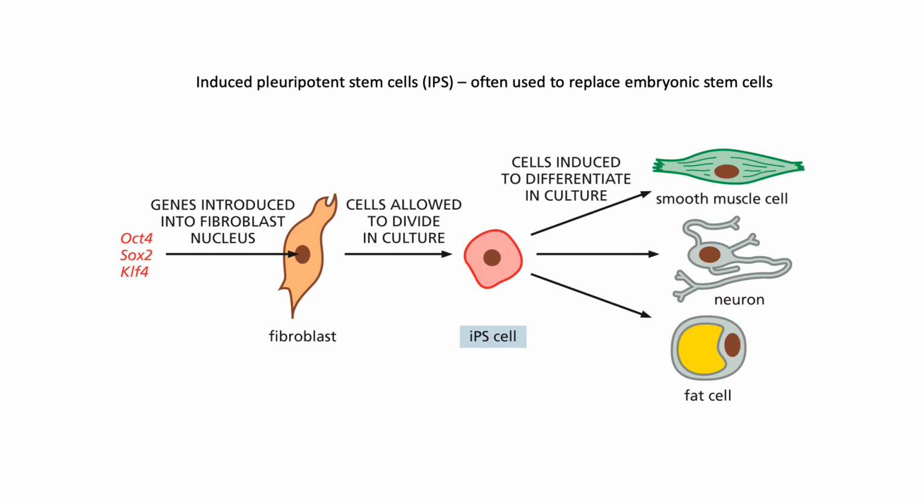And then those stem cells can then be used to differentiate in culture, like we were talking about earlier, into smooth muscle cell, neuron, fat cell, and so on.